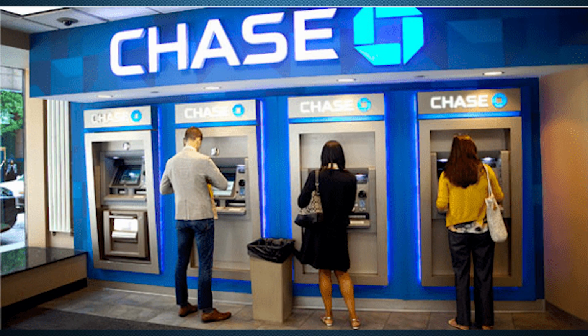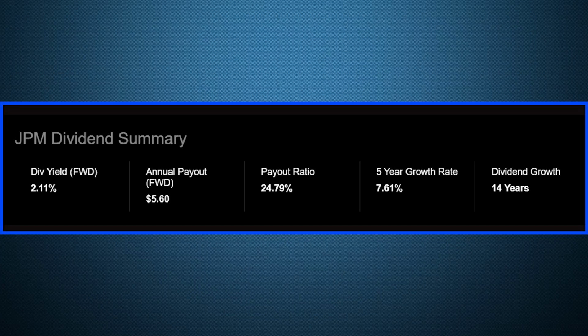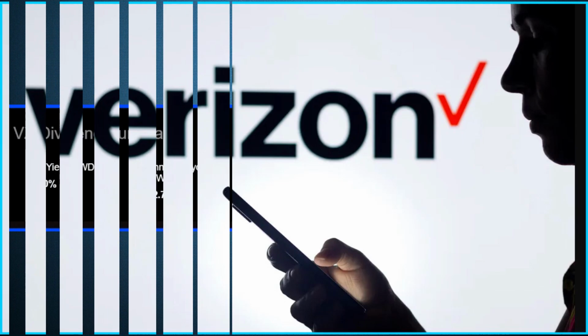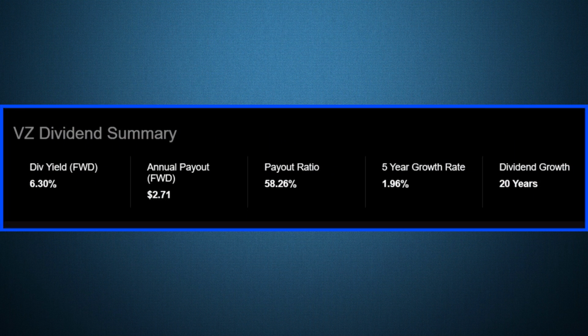So for example, we saw how Chase only yields around 2%. Their growth history is about 14 years. Well, you compare that to something like Verizon, a leading telecom giant who does have a much higher payout ratio. It's more than double that of Chase. There's a bit of a trade-off there. And they also have a much lower growth rate of only less than 2%. So very low growth there. It's not likely to get a lot bigger.